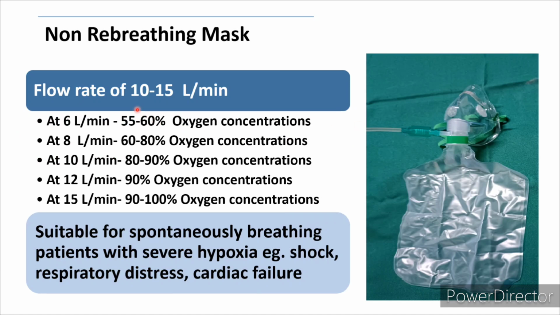Now the flow rate in the NRM is between 10 to 15 liters per minute. At 6 liters per minute, 55 to 60% oxygen concentration will be delivered. At 8 liters, 60 to 80%, and at 10 liters, 80 to 90% oxygen. So at least a 10 liter per minute rate should be set, so that 90% oxygen concentration will be delivered. At 12 liters, 90%, and at 15 liters per minute, 90 to 100% oxygen concentration.